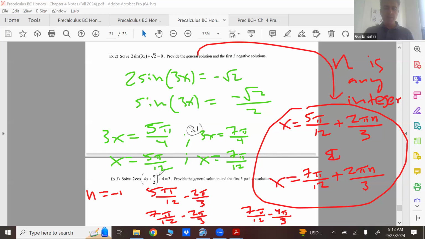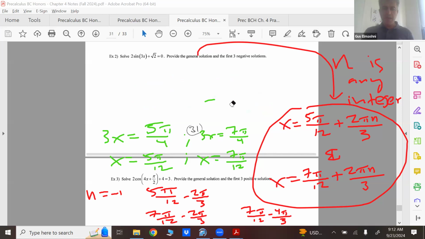If I work all those out, 5 pi over 12 minus 2 pi over 3 would be -3 pi over 12. Is that right? Yeah. And then this one here would be -pi over 12. And this one here would be, hold on, -9 pi over 12. Yeah.